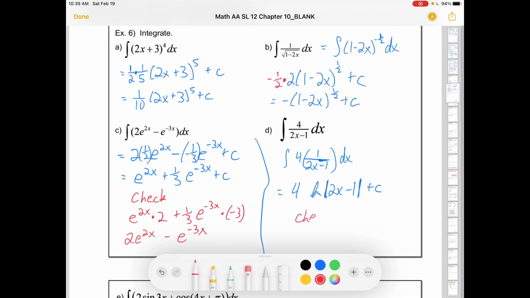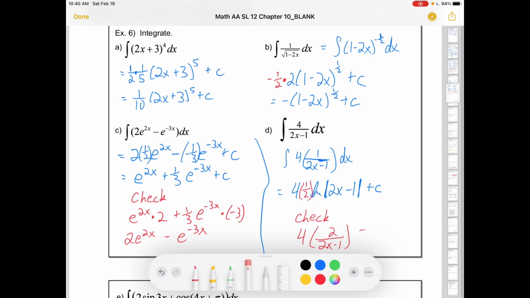And then I'll check. I'll get 4 times original on the bottom, derivative on the top. I'll get 8 over 2x minus 1. That's not what I started with, so it's too big by a factor of a half. So this really needed to be multiplied by a half here.